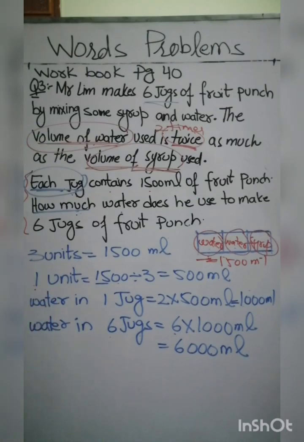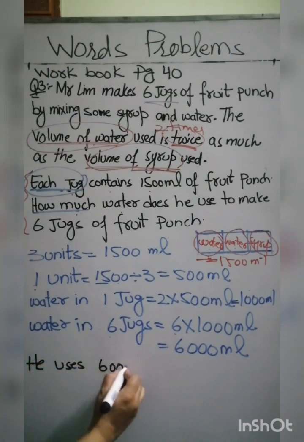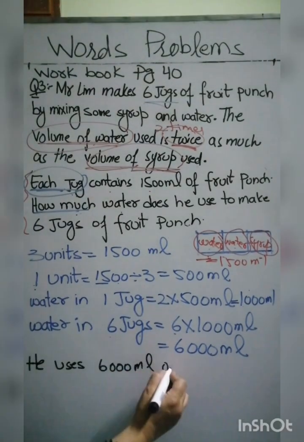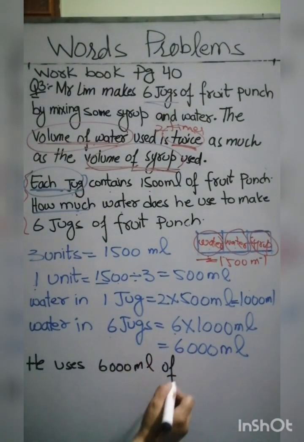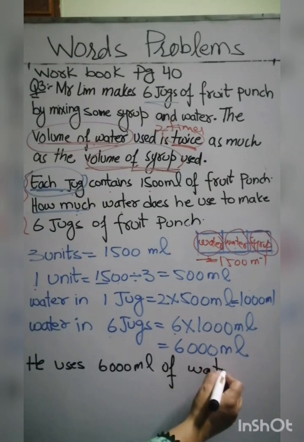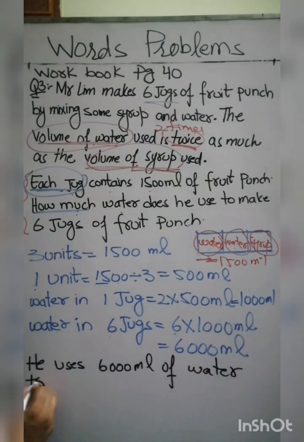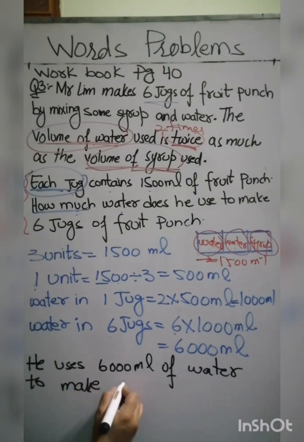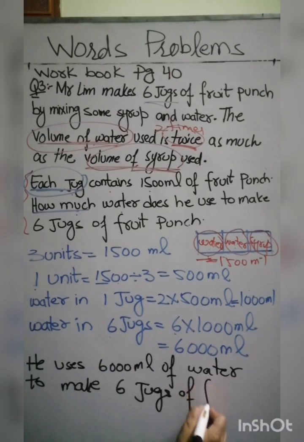So we have to write the answer in this way. He uses 6000 ml of water to make 6 jugs of fruit punch.